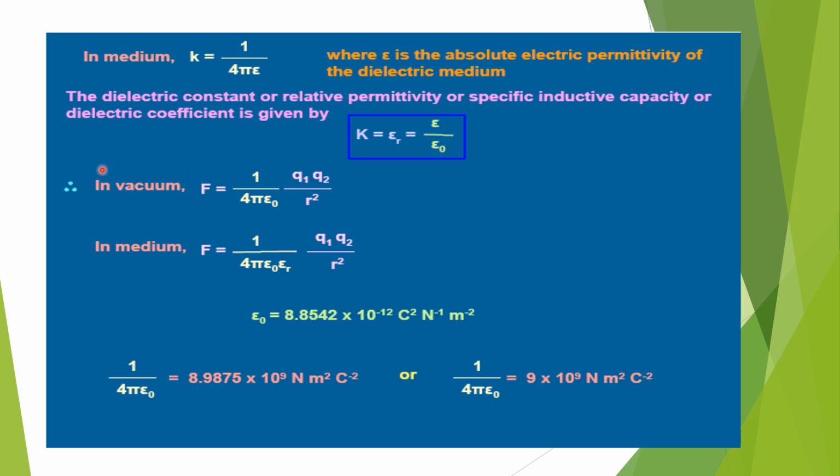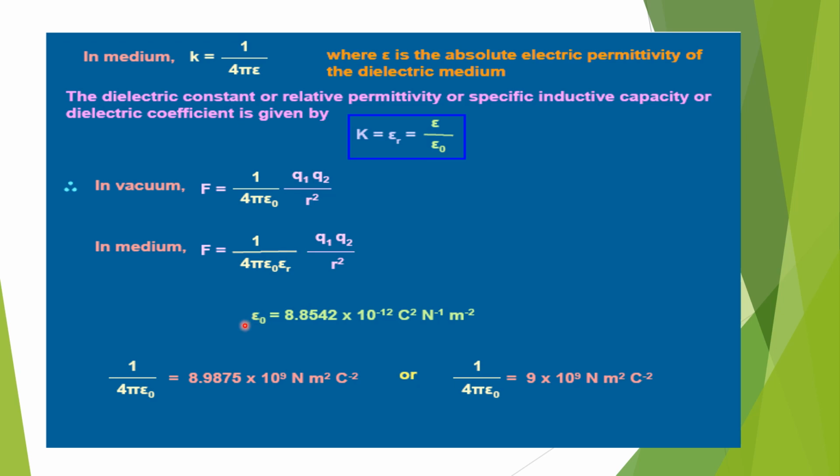So we can write the equation of Coulomb's law for vacuum as well as for medium like this. For vacuum and medium, the only difference comes in this term. For vacuum we have only epsilon naught here, and for medium you have epsilon naught and epsilon r, that means epsilon. So F is equal to 1 by 4 pi epsilon naught Q1 Q2 by r square in vacuum, and in medium F is equal to 1 by 4 pi epsilon naught into epsilon r Q1 Q2 by r square. Why does this difference come? Because in vacuum the value of epsilon r is 1, so we have only epsilon naught here.